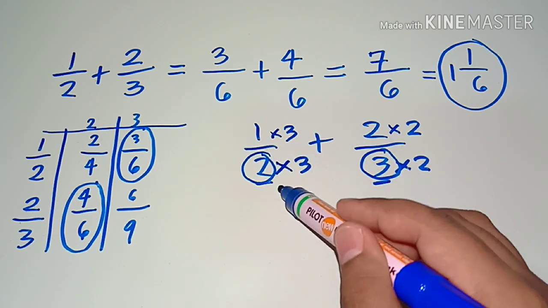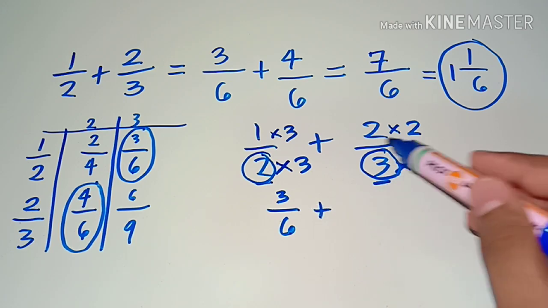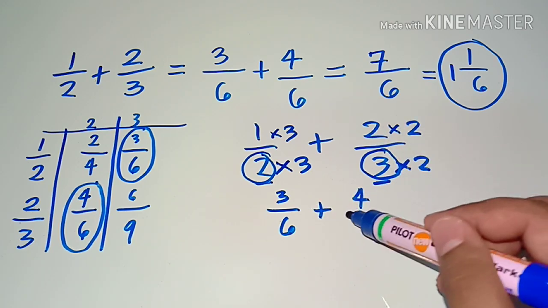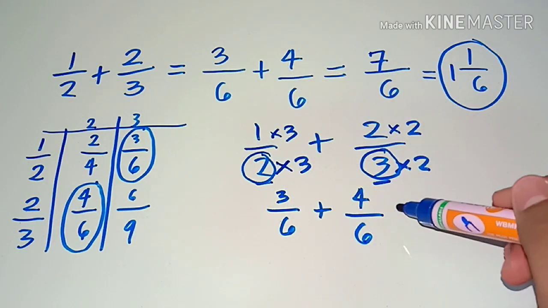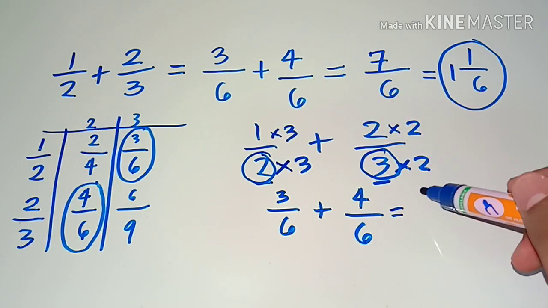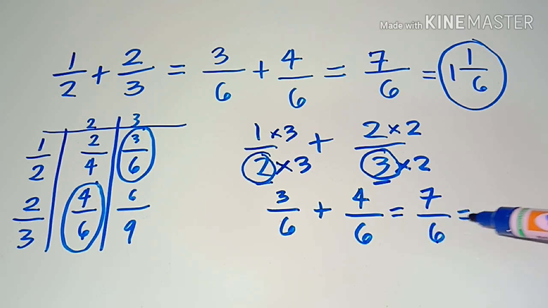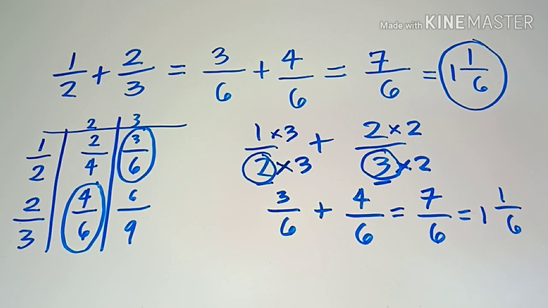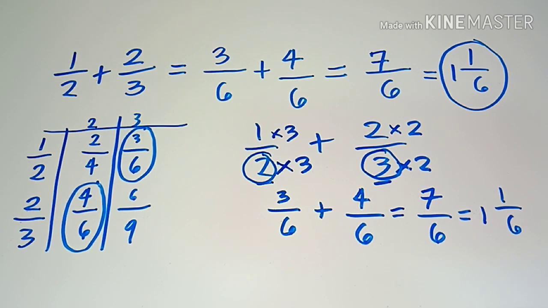So just proceed. 1 times 3, 3. 2 times 3, 6. Plus 2 times 2, 4. 3 times 2, 6. If you try to notice, the same as this one. So proceed to addition. 3 plus 4, 7. Copy the denominator, which is 6. So that will give you 1 and 1/6. And there's also another way, which is by using LCD or finding the common multiple for the denominators. It's really up to you as long as your answer is correct.